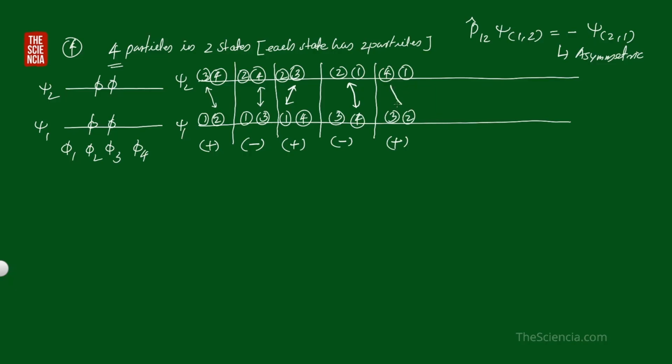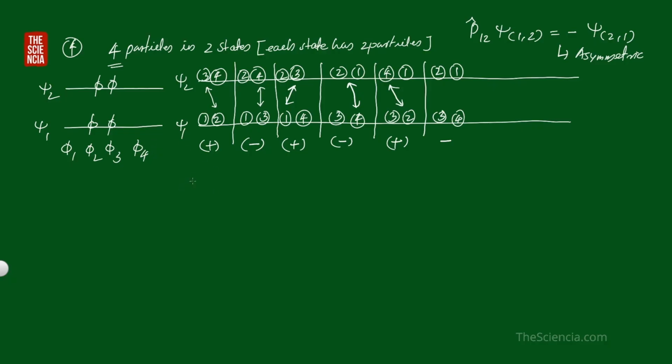Now I am interchanging these 2. So 3, 4, 2, 1. That becomes negative. Is any further combination possible? No. Okay, if you interchange again, you get the same combination. So these are the various different combinations or arrangements of these 4 particles in these 2 states.